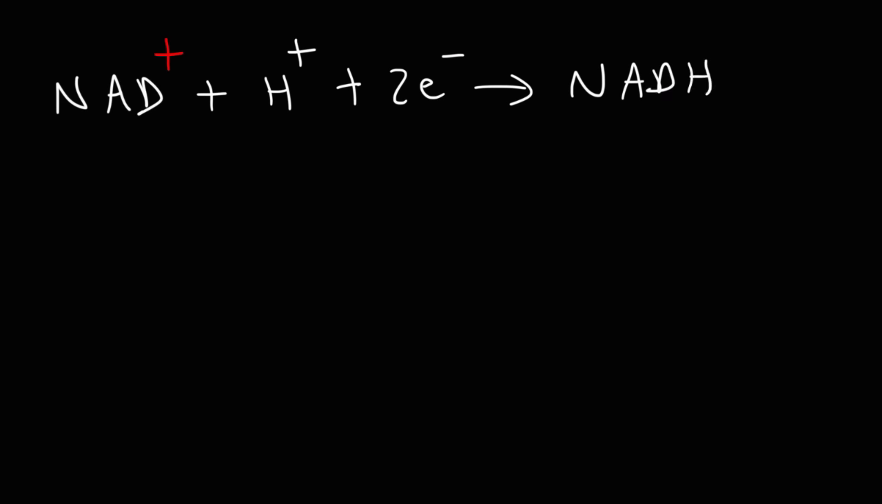So reduction does represent a gain of electrons. Number three is a true statement. D, oxidation refers to a loss of oxygen. That's not true. It refers to a gain of oxygen. So D is a false statement.